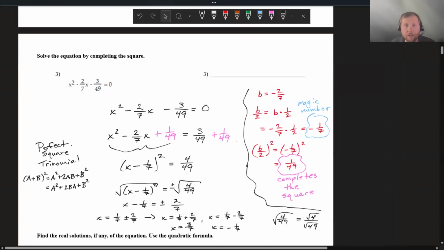If I wanted to check them, I could plug it into a calculator, or I could do it on the paper. But this is a check to see if you've done it correctly.